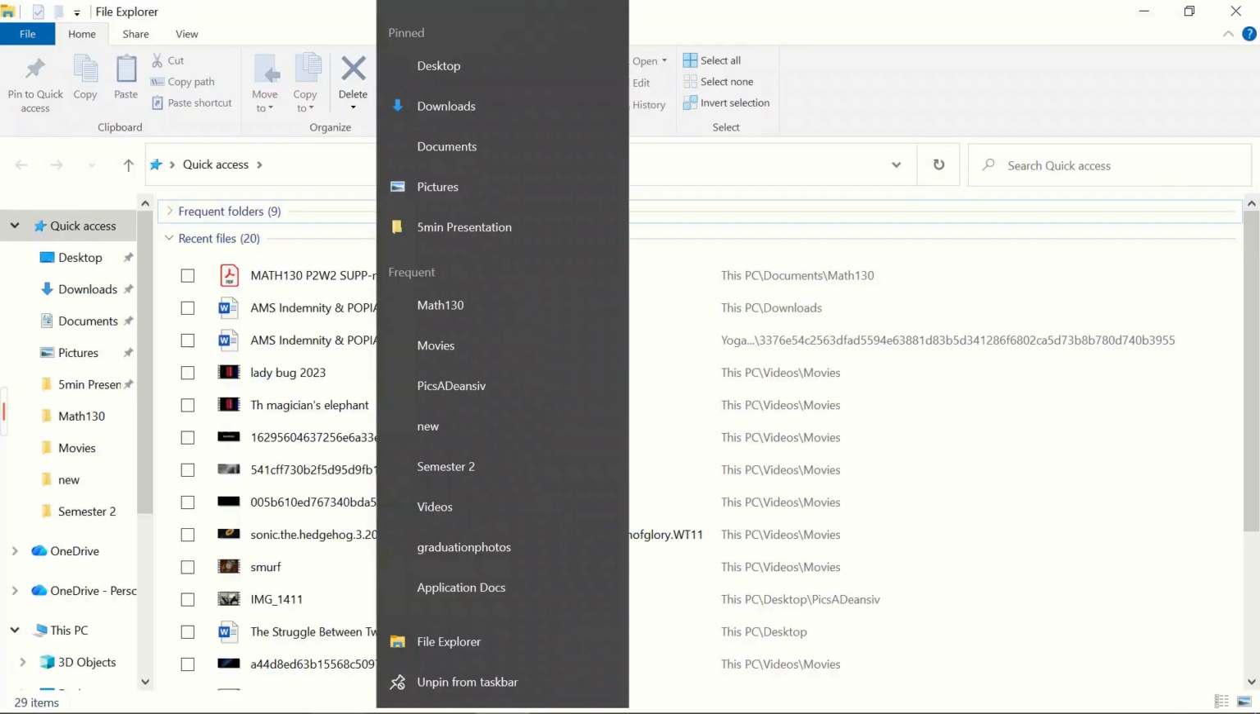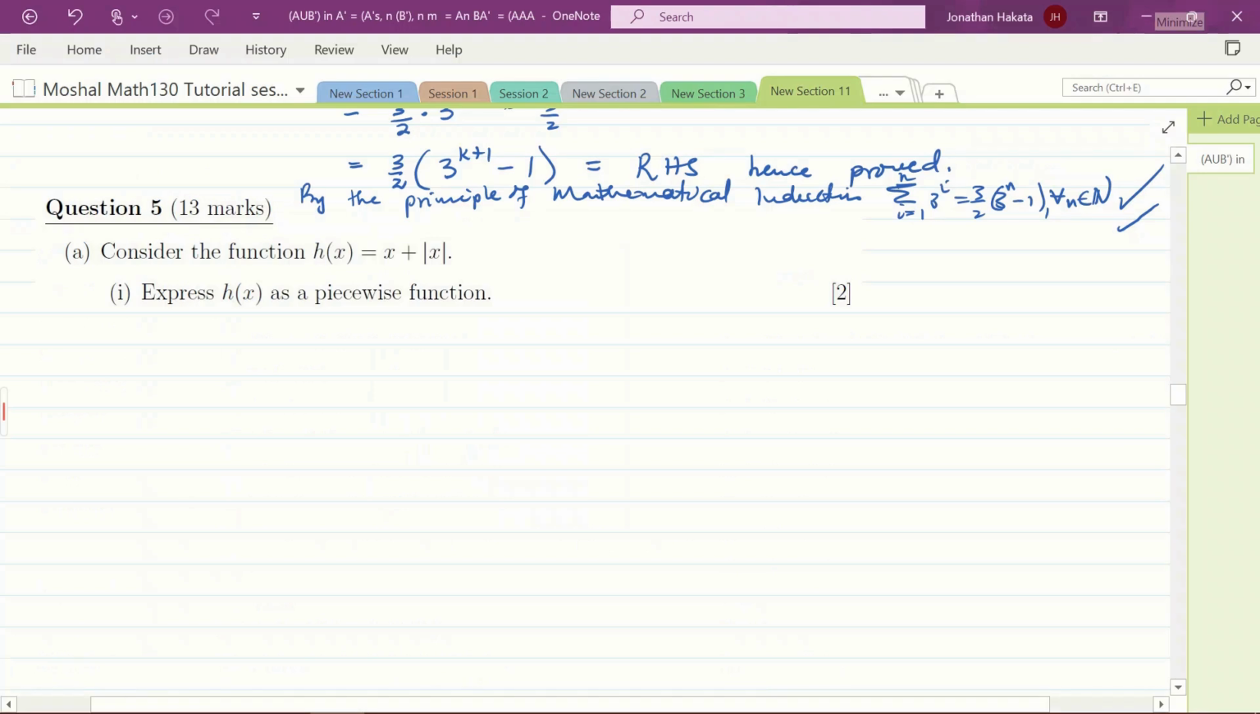Consider the function h of x. Are we still together, guys? Yes. Perfect. Let's do question 5. Consider the function h of x equal to x plus modulus of x. Express h of x as a piecewise function.